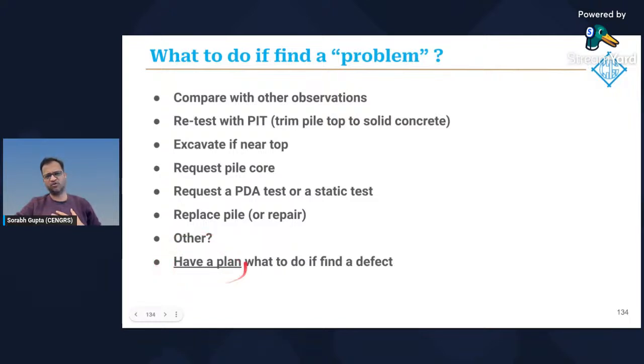Ideally, this should be built into the QA/QC plan for your project. You have to have a clear plan in place on what you should do if you find a defect. It should not be left to an on-the-spur decision. Build your plan in the QA/QC specifications itself: if the PIT data is not good, follow step 2, follow step 3.